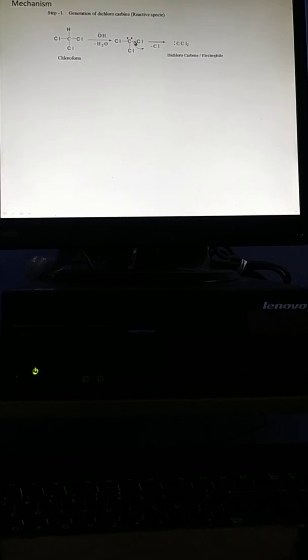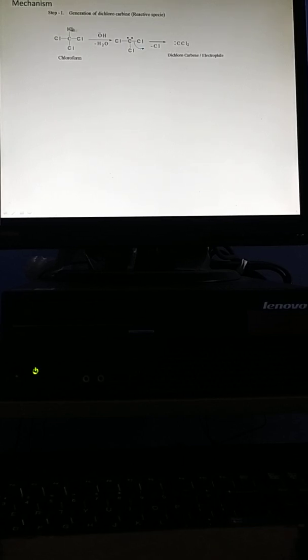So in the next step, there is a loss of chlorine atom. One chlorine atom will be lost here, so there is a formation of 2 electrons. This is electron deficient. So this is the electrophile here. This is more reactive.